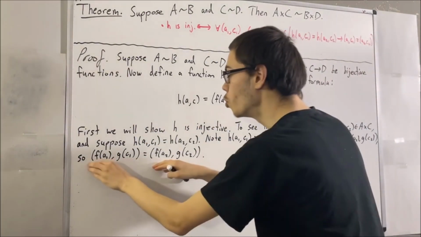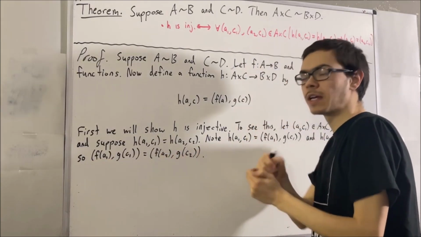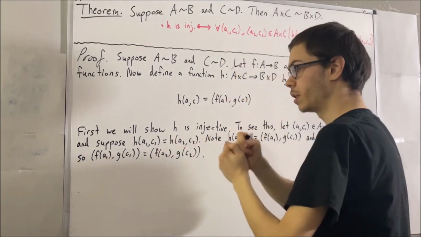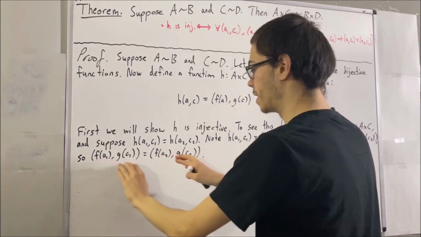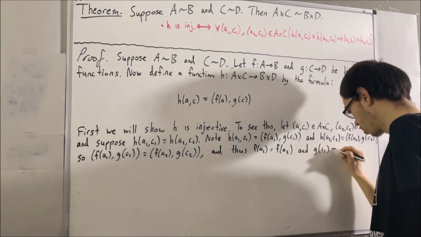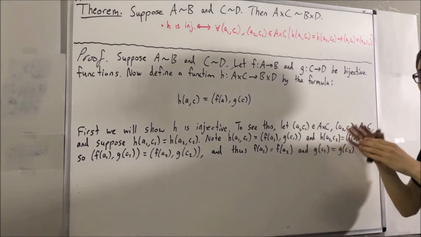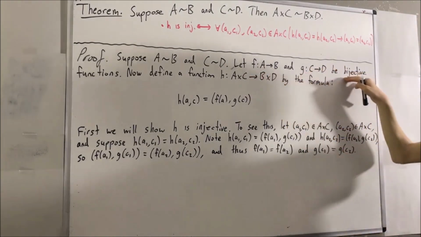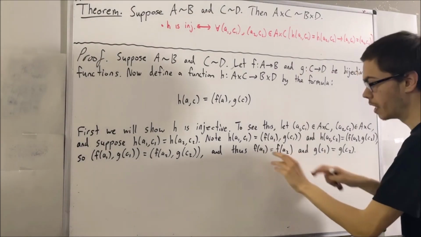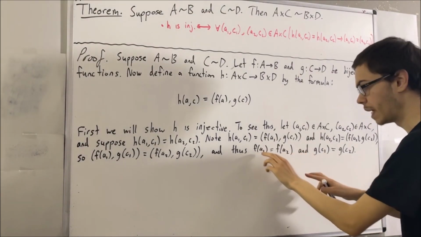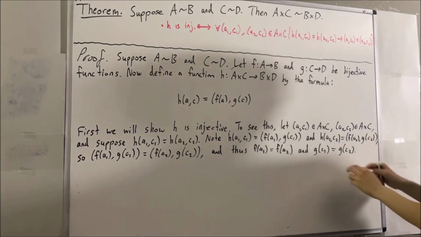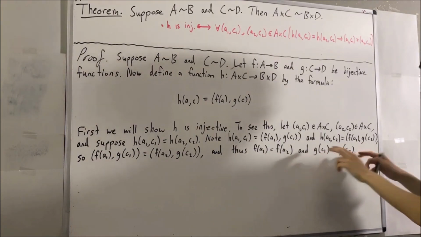So really, we have two ordered pairs equal to each other. And if you recall, what that means is that the corresponding coordinates are equal to each other. So really, we have that f of a1 equals f of a2, and g of c1 equals g of c2. But now notice, we can apply the fact that both f and g are injective. Because we have two output values of the function f equal, their input values must be equal. So really, a1 is equal to a2. And similarly, we have two output values of the function g equal to each other, so the input values must be equal. So really, c1 equals c2.